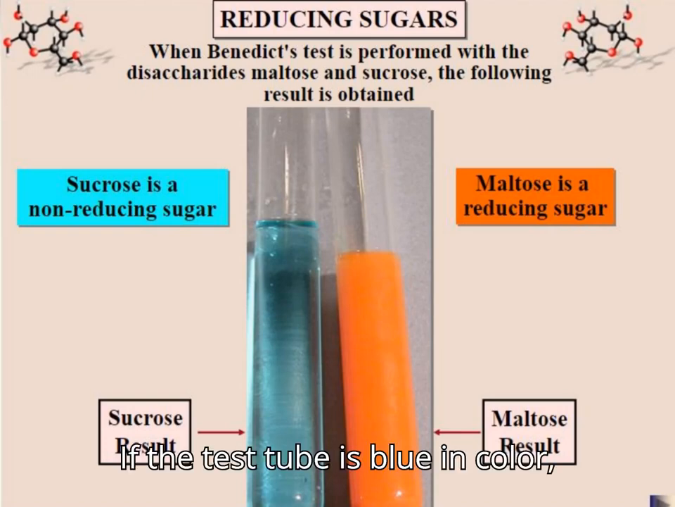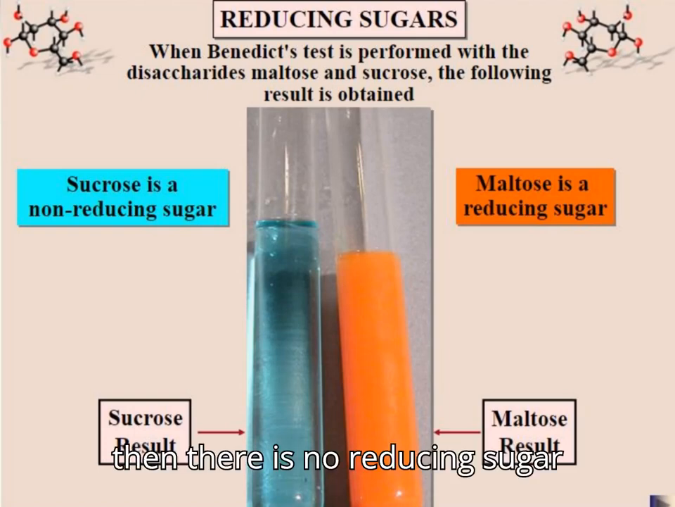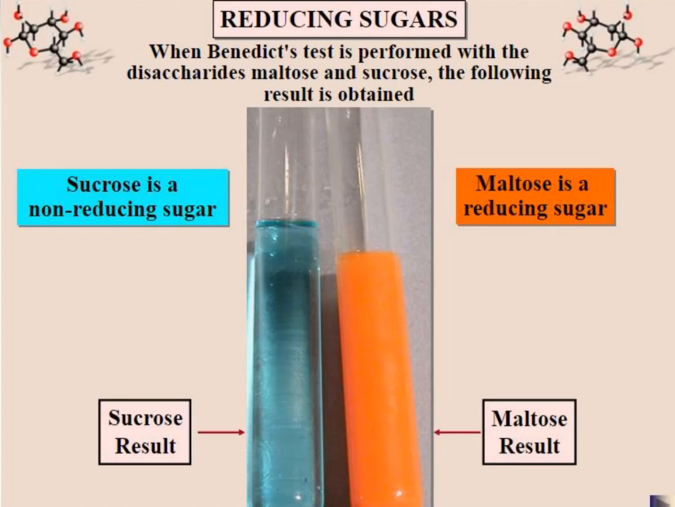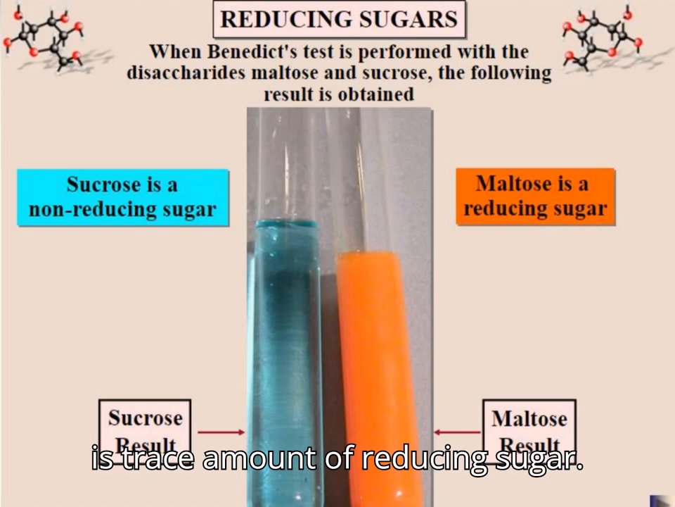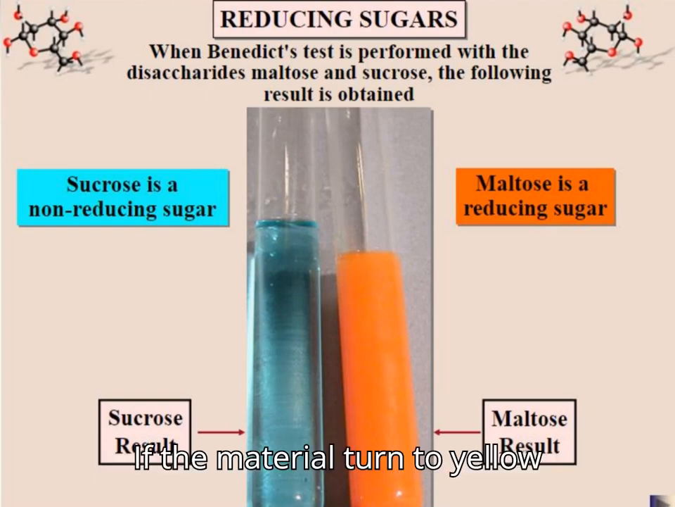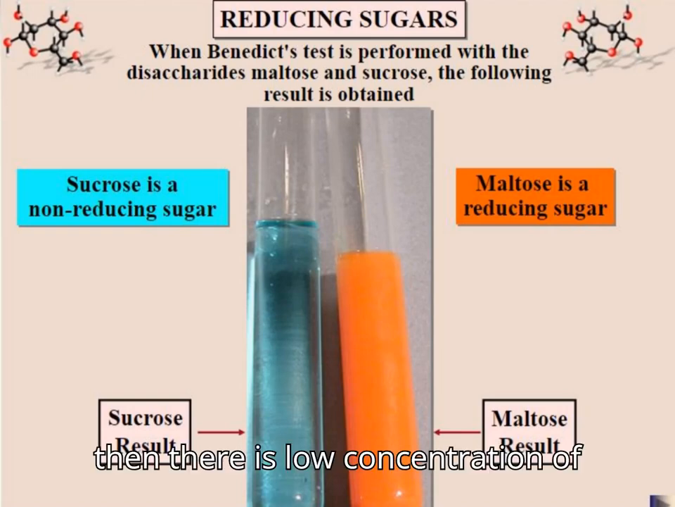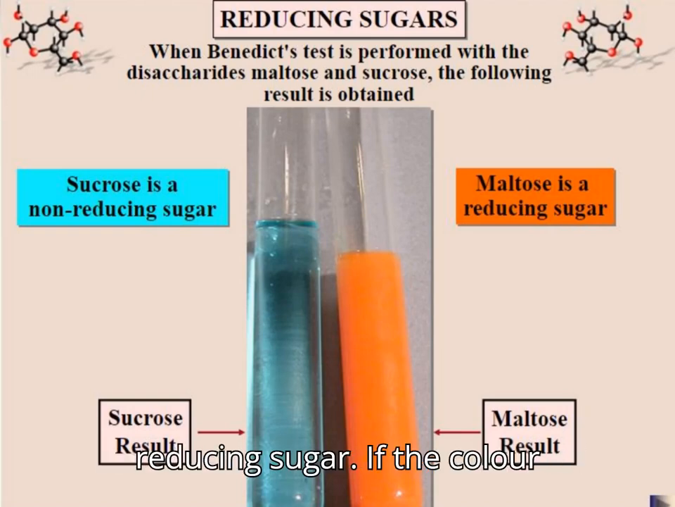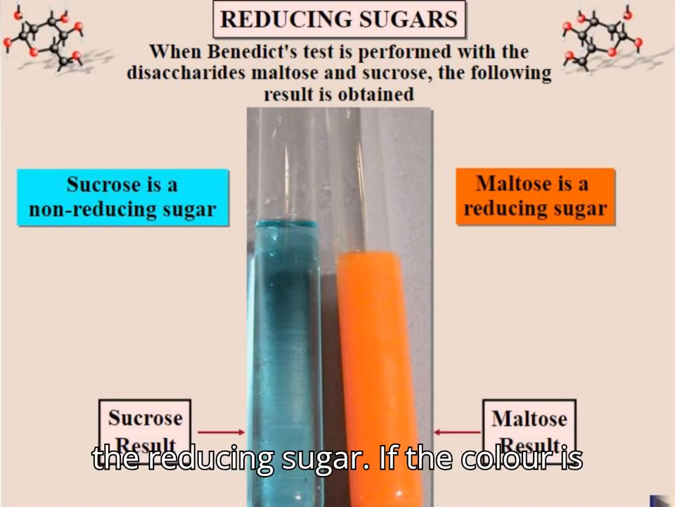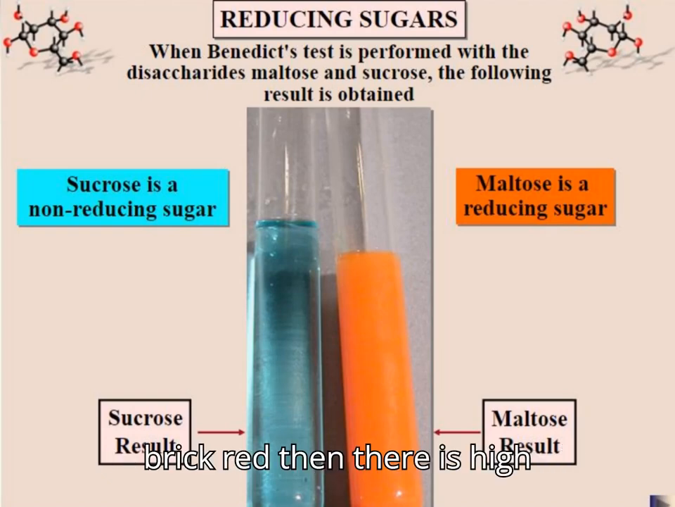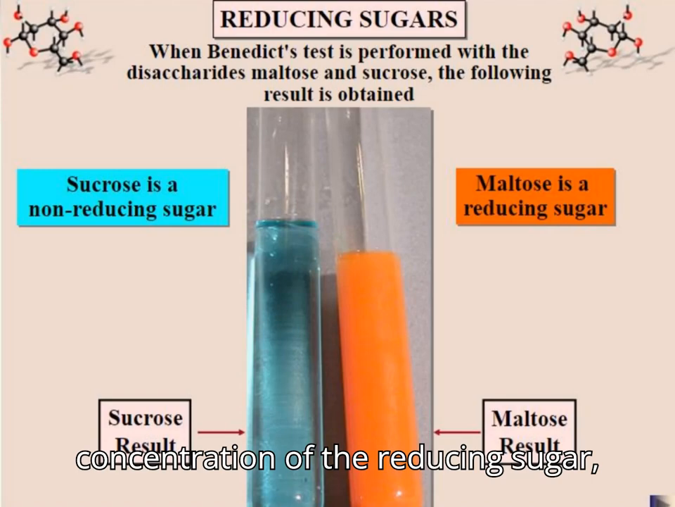If the test tube is blue in color, then there is no reducing sugar present. If the material turns green, there is a trace amount of reducing sugar. If the material turns yellow, then there is a low concentration of reducing sugar. If the color is orange, there is a moderate concentration of the reducing sugar. If the color is brick red, then there is a high concentration of the reducing sugar.